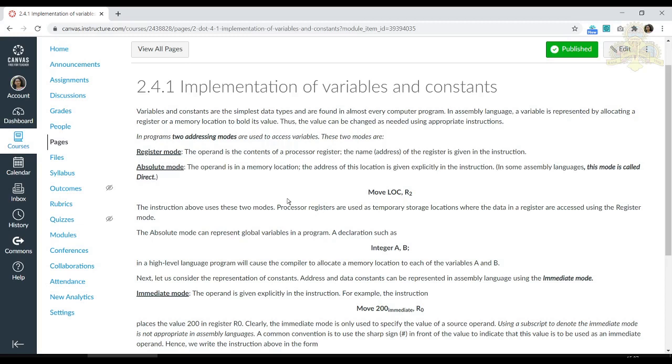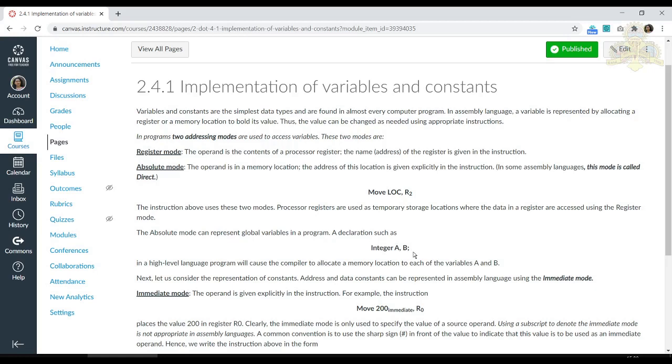Now, your absolute mode can also represent the global variables in a program. The declaration such as int a, b specifies that you have to allocate the variables in the memory locations a and b of type integer. You have to allocate these many bytes to the locations a and b. Okay, so this is your register mode and absolute mode. You have to write till here, integer a, b, till here. So hope you are clear with the answer for this one.